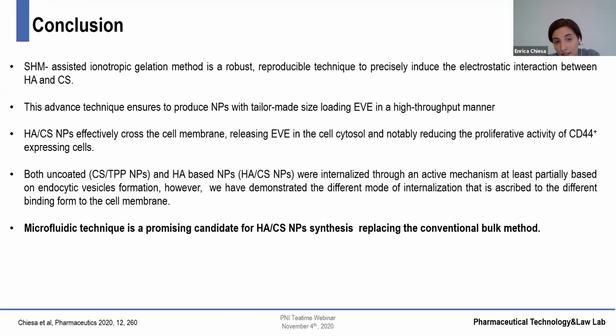Nanoparticles are able to cross the cell membrane and to reduce the proliferative activity of CD44 positive cells. Both chitosan and hyaluronic based nanoparticles are able to be internalized, but we have demonstrated the different mode of internalization ascribable to the different binding form to the cell membrane, through CD44 for hyaluronic acid-based nanoparticle and through a specific electrostatic interaction for the chitosan nanoparticle.